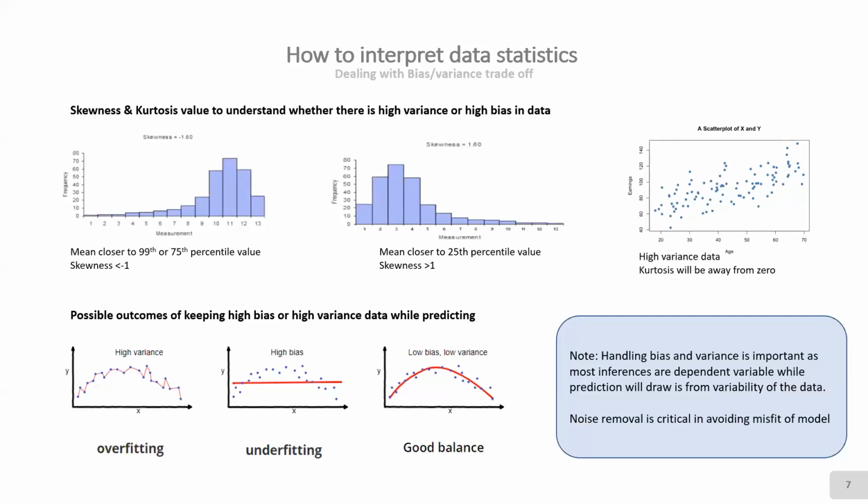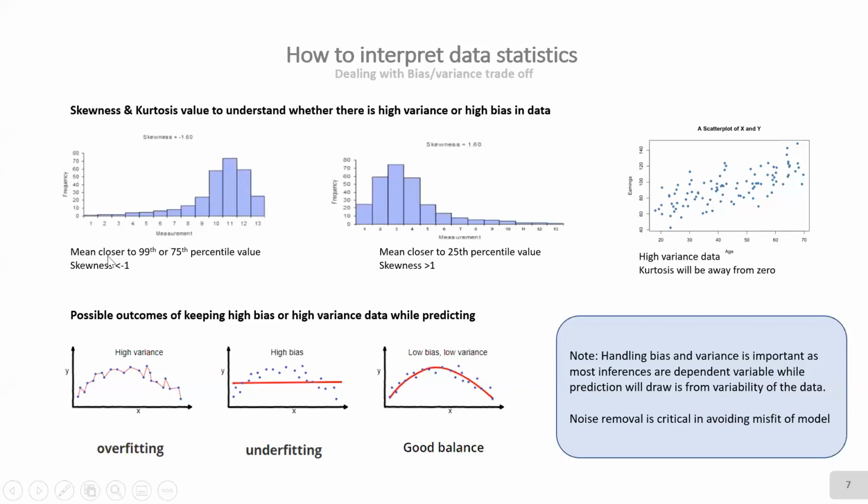Now, kurtosis is a measure. If it is closer to zero, it tells you the data is centrally aligned or symmetric. And when the kurtosis value falls away from zero, it is due to some kind of variance in the data. And that is not good when you're fitting any model.